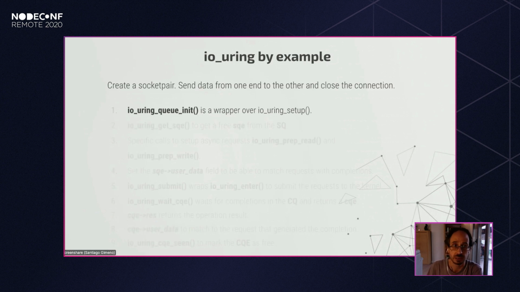So now I'm going to show you a very basic example of using IO ring, in which we'll create a socket pair. Then we'll send data from one end to the other, and then we'll close the connection. Notice that the IO ring syscalls are not used directly, but the Libuv ring methods are.